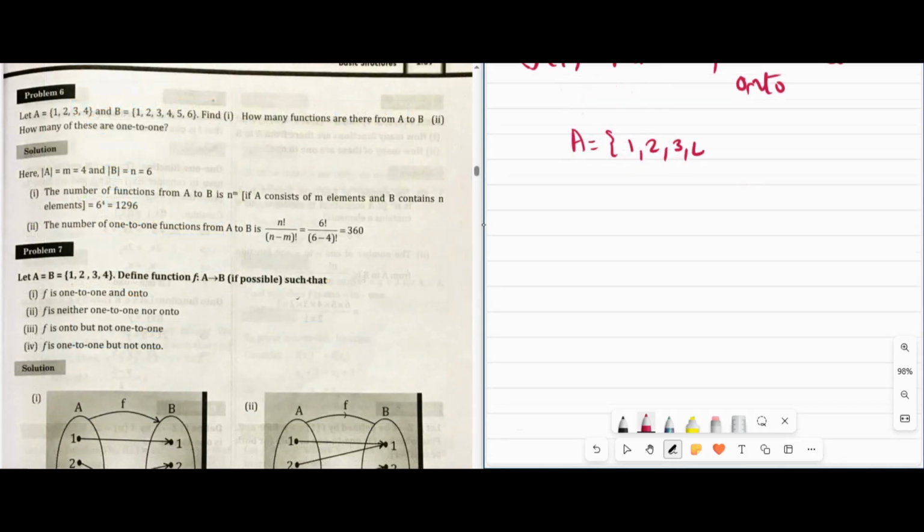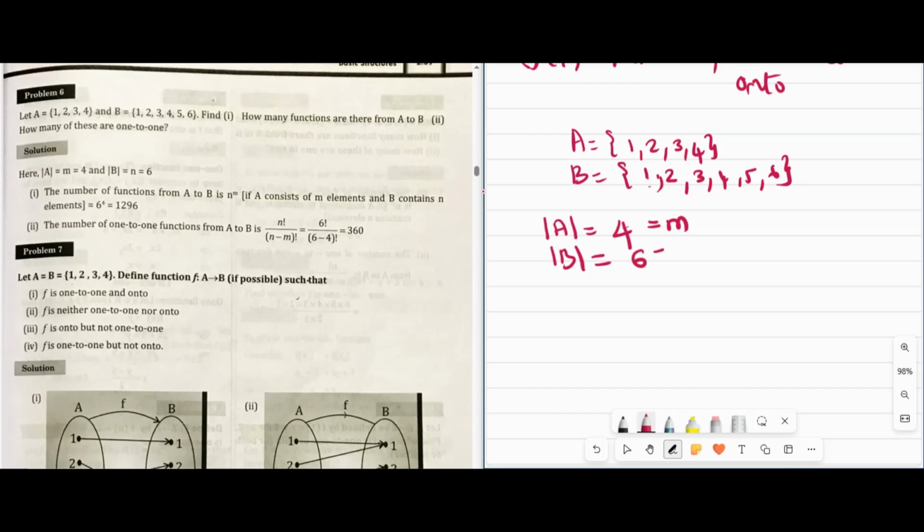A is 1, 2, 3, 4 and B is 1, 2, 3, 4, 5 and 6. How many functions are there from A to B? A has 4 elements, which we can call m, and B has 6 elements, which we can call n.